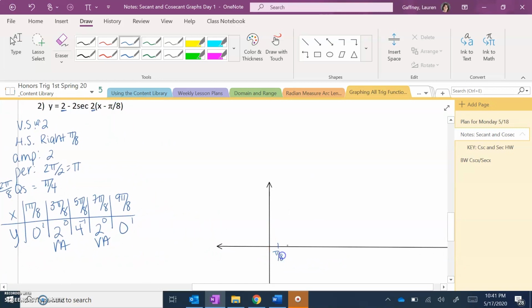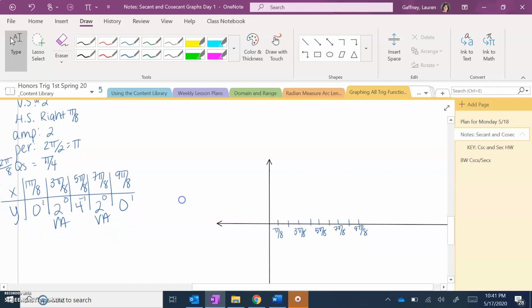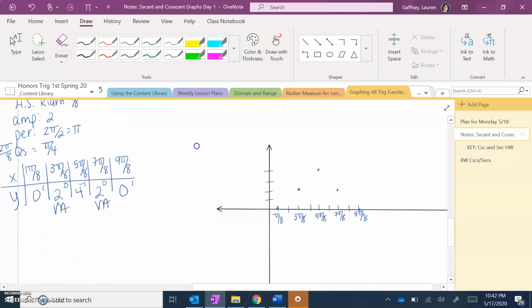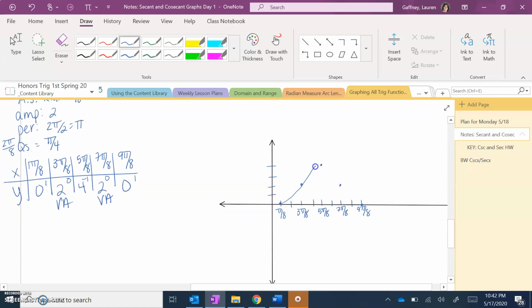Watch your scale here. This is pi over 8. This would be 2 pi. This is 3 pi, 5 pi, 7, and 9. So I'm going to first draw my cosine dashed graph. Now notice, hold on one second. Notice that there was this negative here, so our cosine graph is actually going to be upside down because it was reflected. Oh, shoot, I forgot to do it dashed.